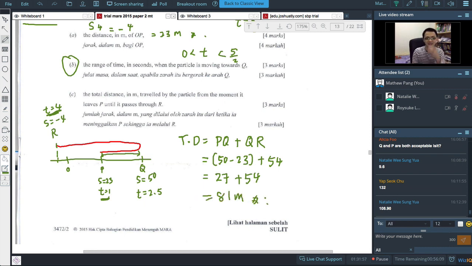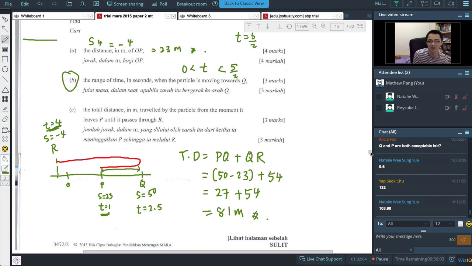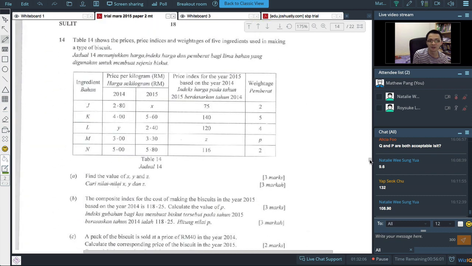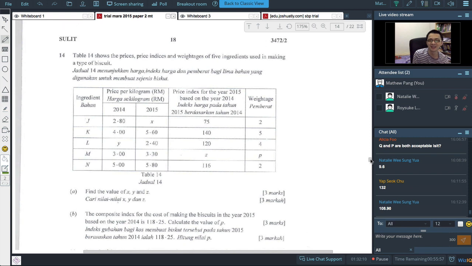Alright, just like this. Okay, so 10 marks for this kind of question. So I'm going to move on to this one. This is index number again. For this index number, same thing, it asks you to find x, y, z. Then it gives you the weightage, and over here is P. So I will need to find x, y, z first. Since this is index number, it's very easy.